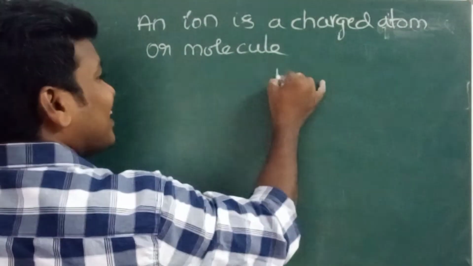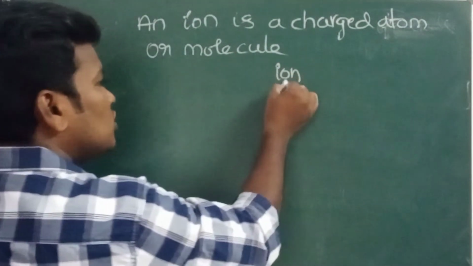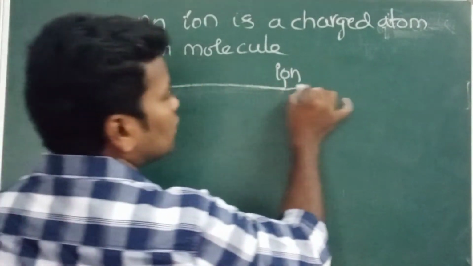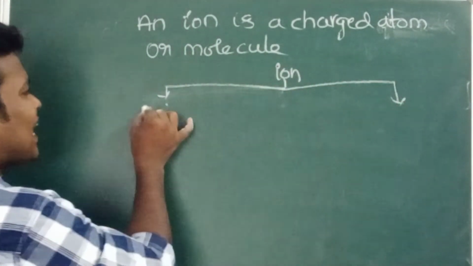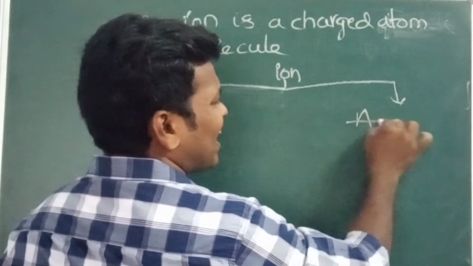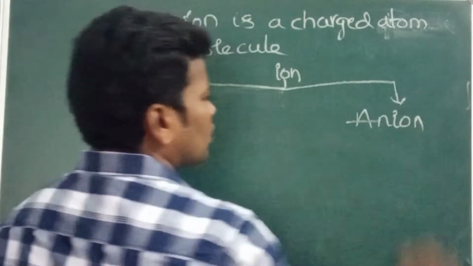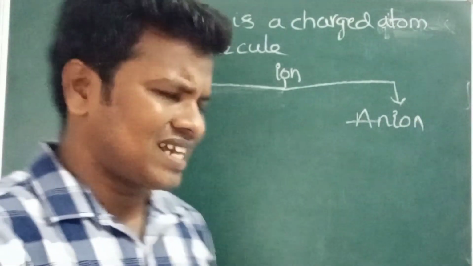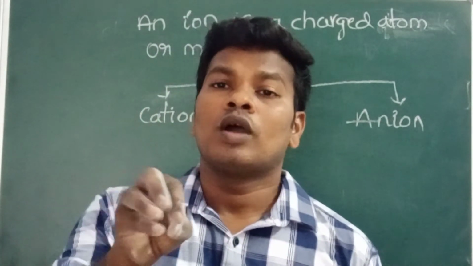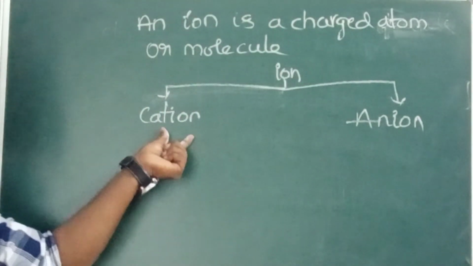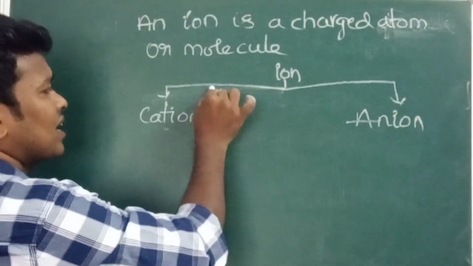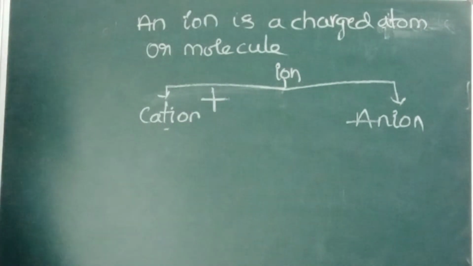Ions are classified into two types. One is called a cation, and the other is called an anion. What is meant by cation and anion? Of course, we know that an ion is nothing but either a positive charge or a negative charge. If you want to remember cation, look at the third letter, t. It looks like a plus sign, no?